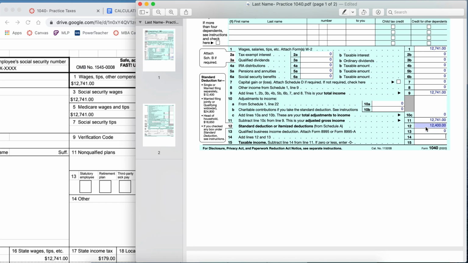Line 14 asks us to add those together, so now we are bringing down the 12,400, and then we have our taxable income. So we take line 11 minus line 14, which gives us $340. That is the amount that Melinda made that can be taxed, is $340.